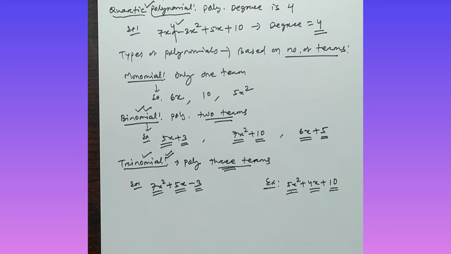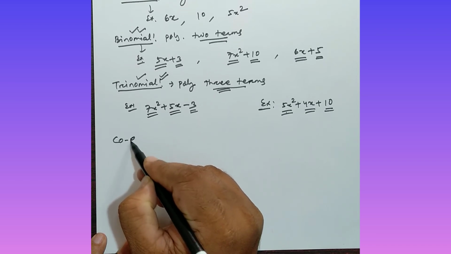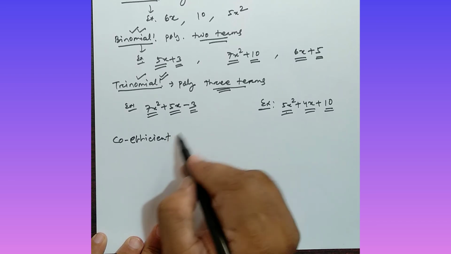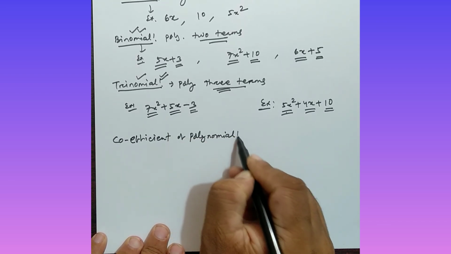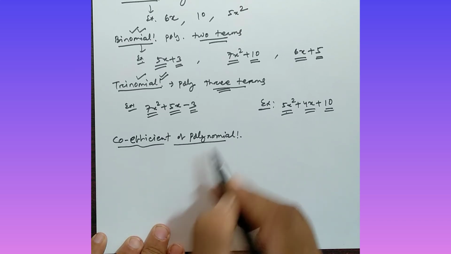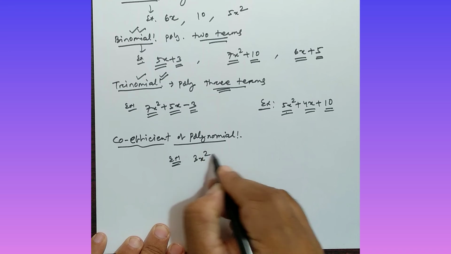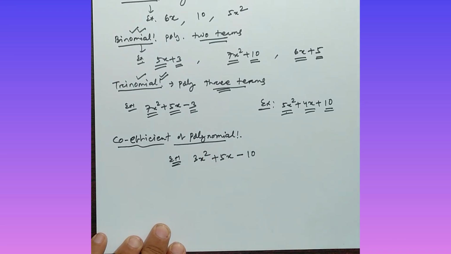We will now discuss the coefficient of a polynomial. So what is the meaning of coefficient of a polynomial? Very interesting thing. Let's suppose I'm writing an example here: 3x square plus 5x minus 10. The question is asking to find the coefficient of x.